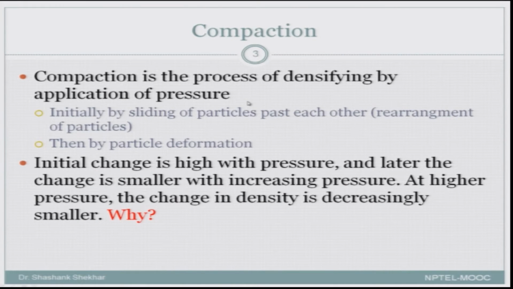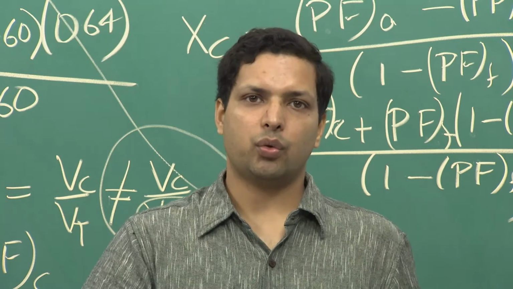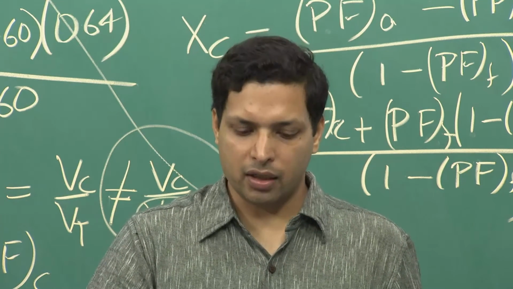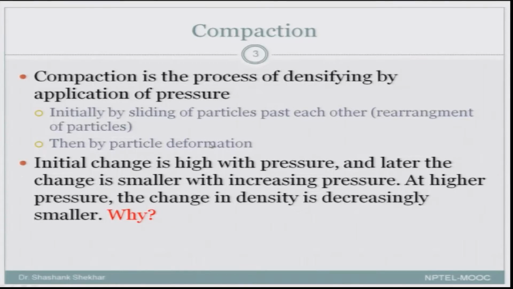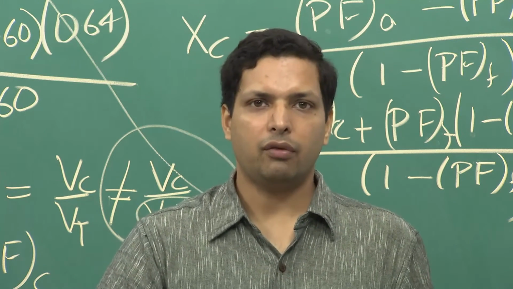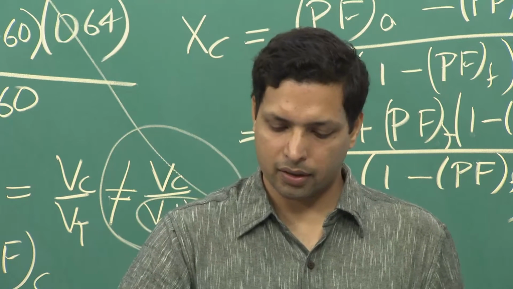Compaction, now we are in a position to define it, is the process of densifying by application of pressure. So, what are we doing? We are densifying it initially by sliding of particles past each other, which we call rearrangement. So, that takes place up to 10 to 20 megapascal of pressure, and in the second stage it is by particle deformation in case of metals, and in case of ceramics it will be a little bit of fracture of the particles.